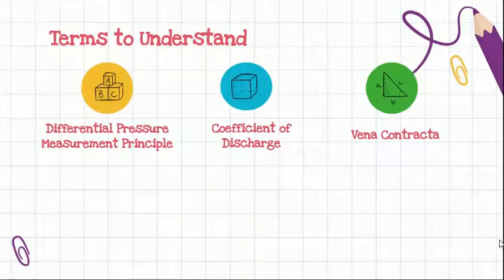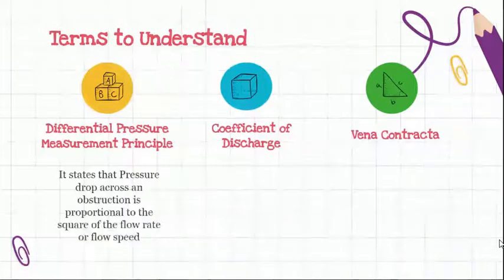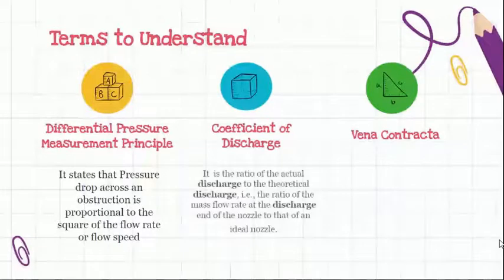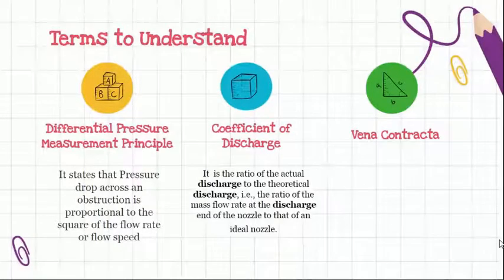So now, what are the terms that you should understand before going for performing this experiment? These are the differential pressure measuring principle, coefficient of discharge, and vena contracta. So now let us get into the first term, that is the differential pressure measurement principle.